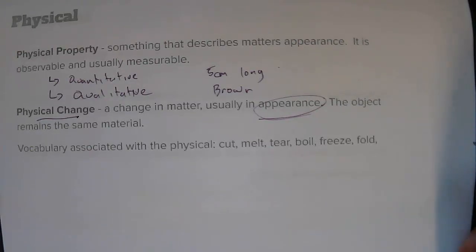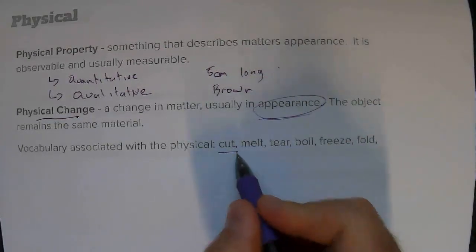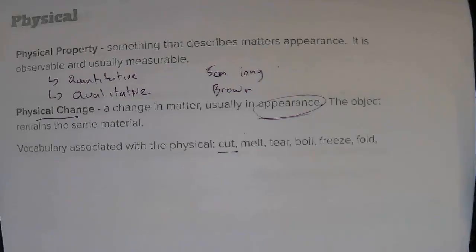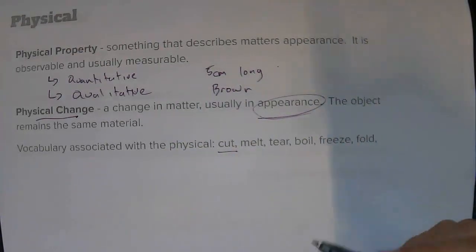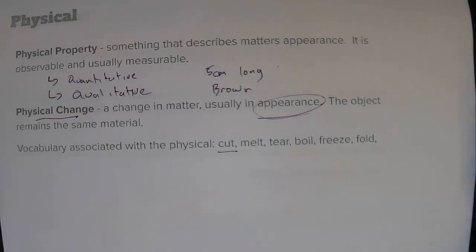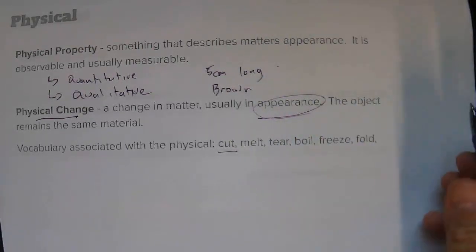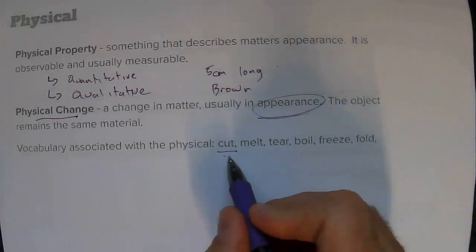Okay, so this is kind of the part that's going to help folks the most: there's vocabulary that is associated with physical properties and physical changes. And some of those words I've listed here. So if you cut something, you're changing its physical property. You're not changing what it is, you're changing the way it looks. So if you take a piece of paper and cut it in half, you're changing its size. You're not changing that it's paper. It's still paper.